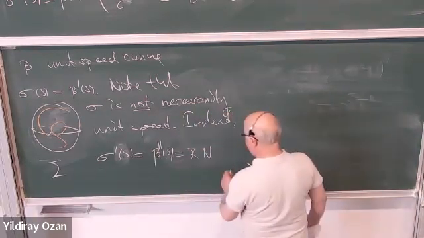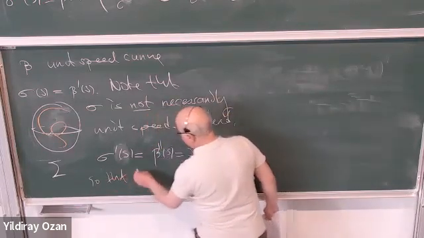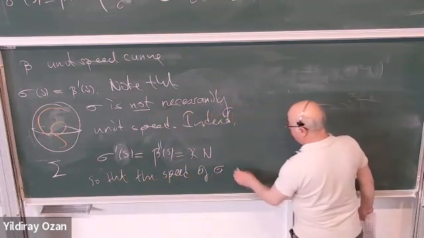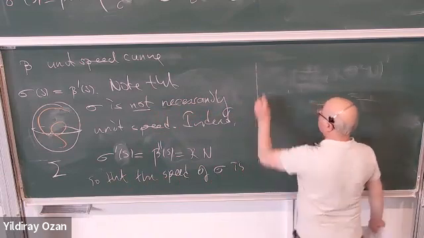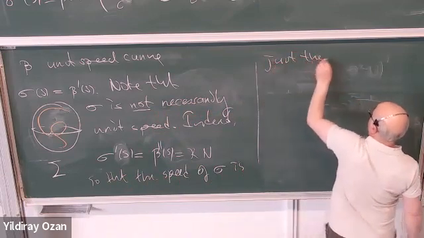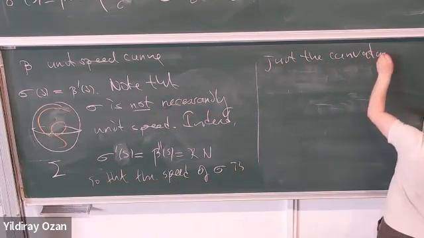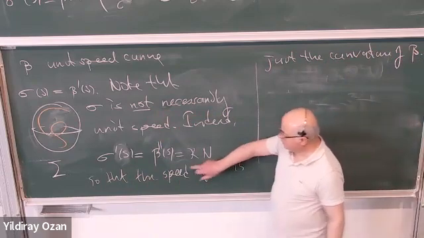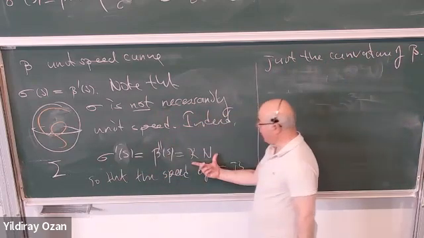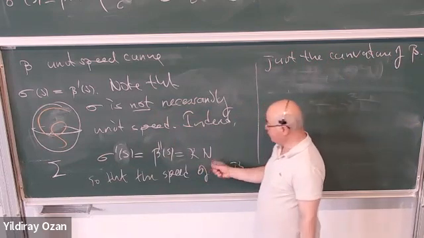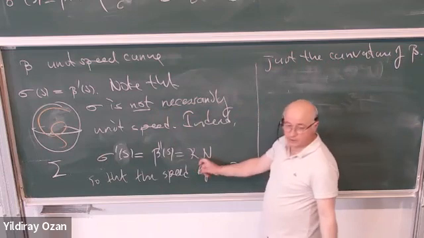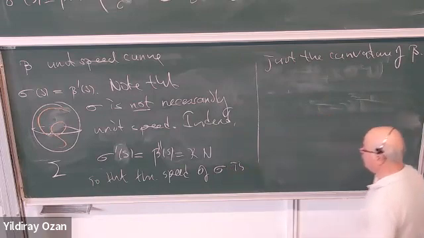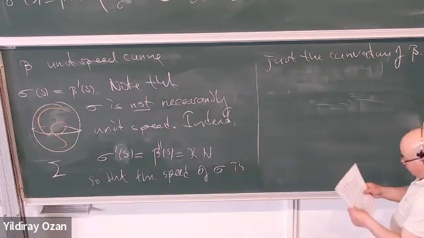So the speed of sigma is just the curvature of beta, right? The length of this vector, the speed of sigma, is the length of this vector. And what is the length of this vector? N is a unit vector, therefore the length is just kappa. Therefore the speed of sigma is the curvature of beta. All right.